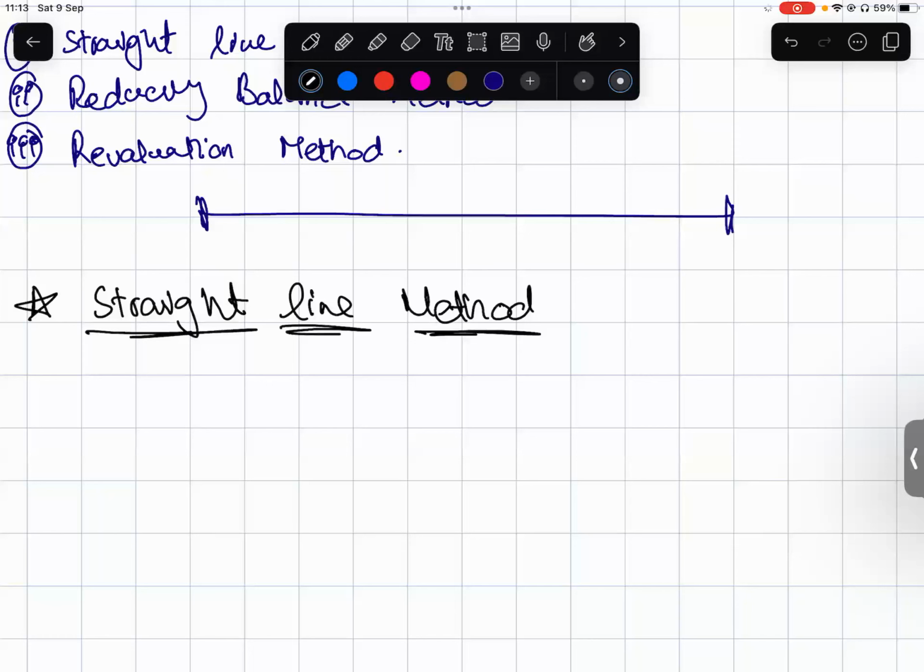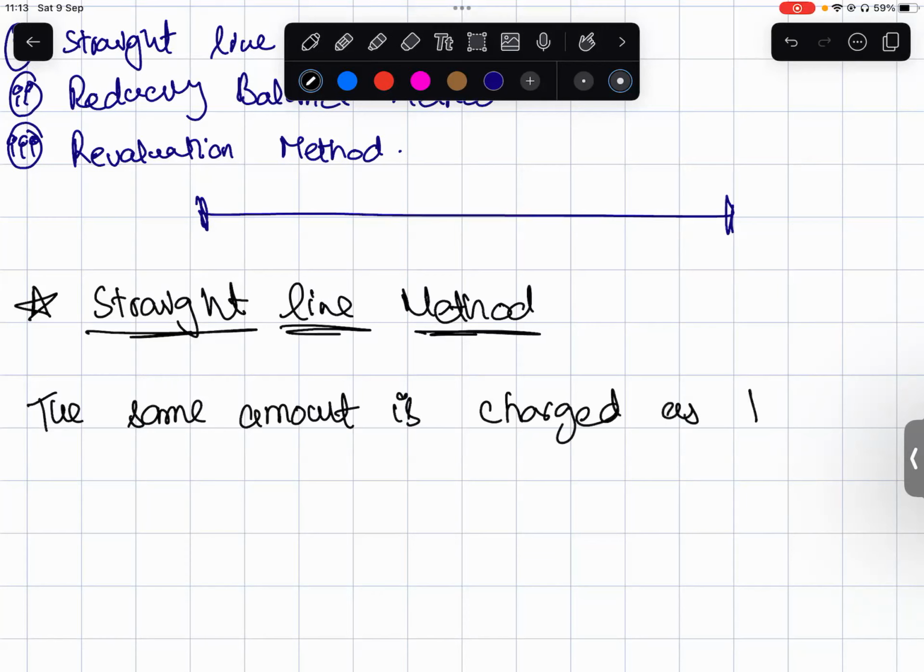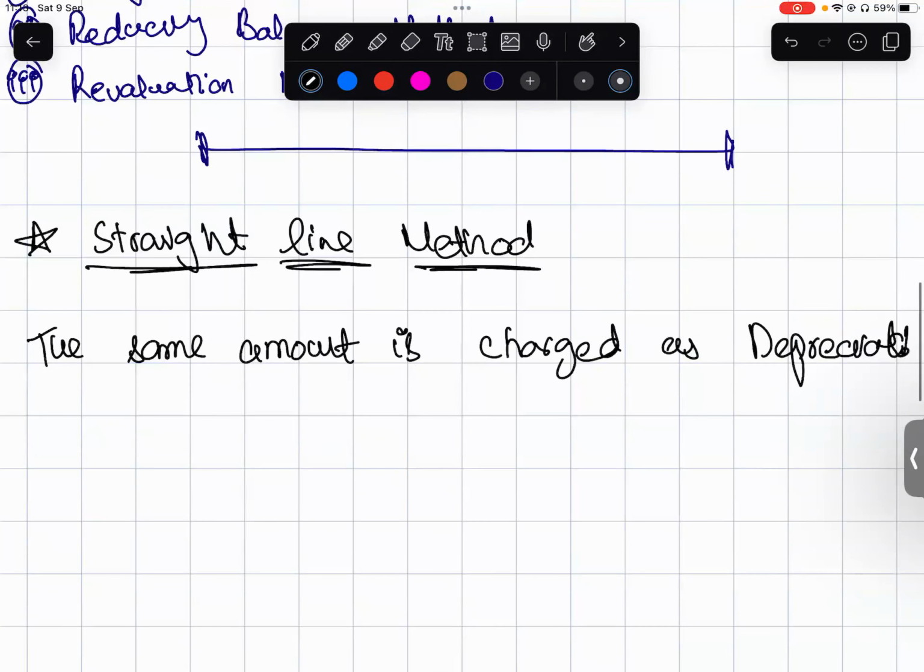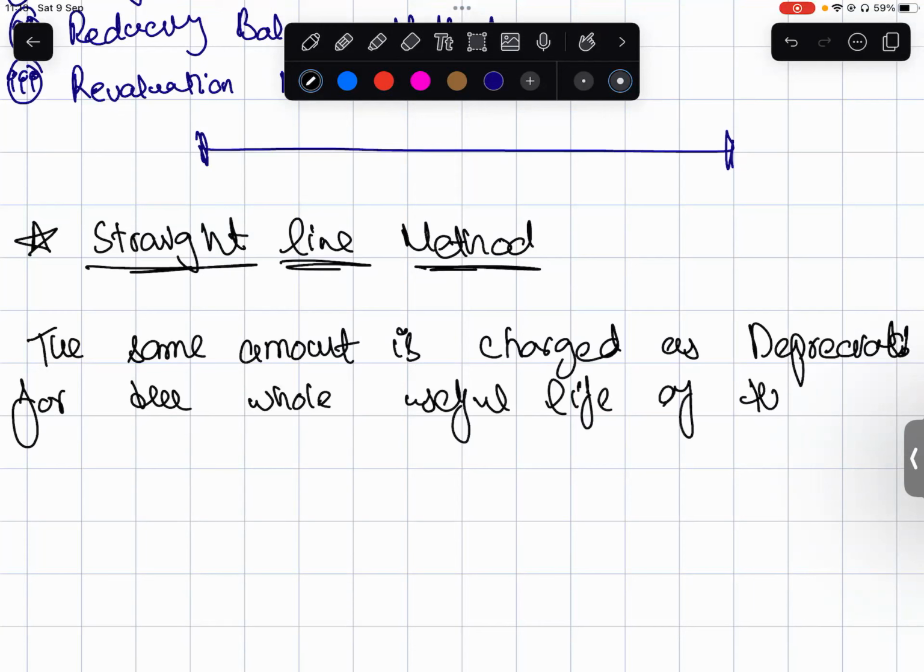In the straight line method, the same amount is charged as depreciation for the whole useful life of the non-current asset.